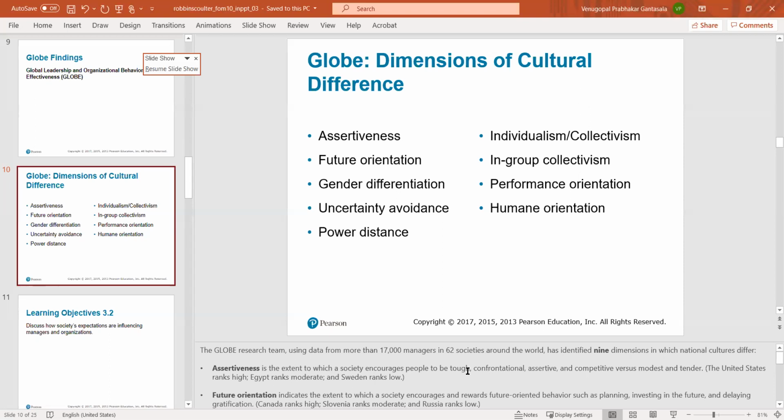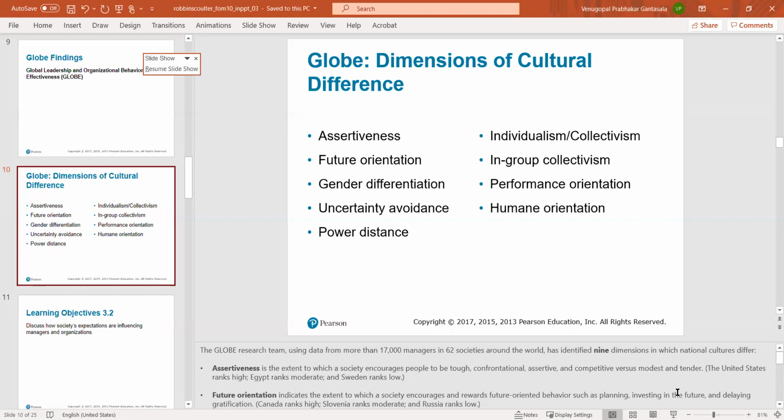If you see the United States being so successful as a country and the advancements that they've made on the industrial side and in all kinds of businesses, it's because they are being very, very competitive, extremely competitive. And the United States was found to rank very high. Egypt is moderate, and Sweden ranks low on the first dimension that Hofstede found, assertiveness.